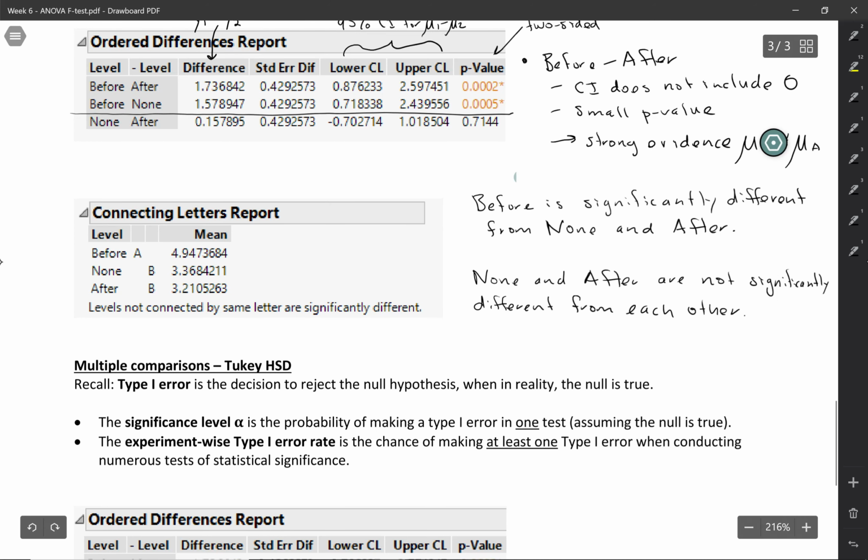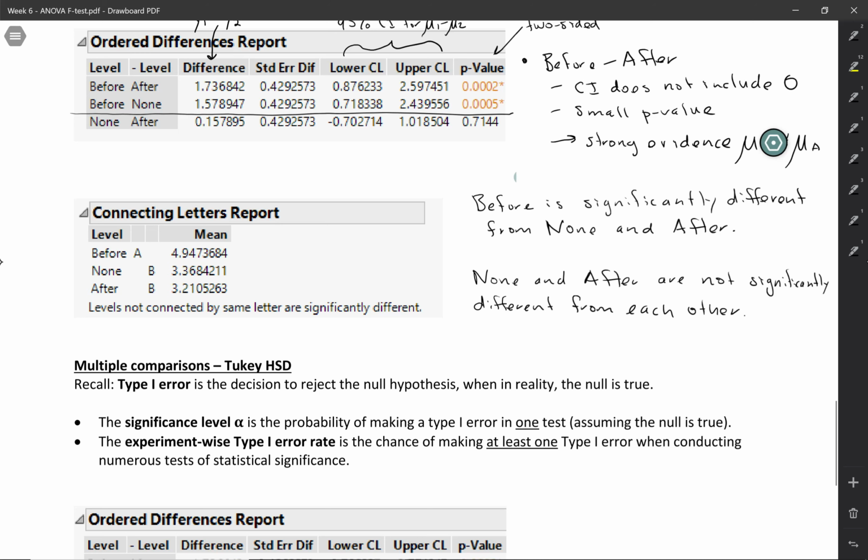But we're actually doing 3 tests here, right? We're comparing before to after, we're comparing before to none, and we're comparing none to after. So we're not just interested in the type 1 error rate for one test, we want to know the likelihood of making at least one type 1 error. And this is called the experiment-wise type 1 error rate. Sometimes you also hear it called the family type 1 error rate. And this is the probability of making at least one type 1 error when you're conducting multiple tests of significance.